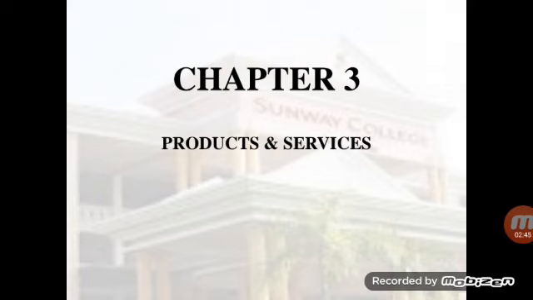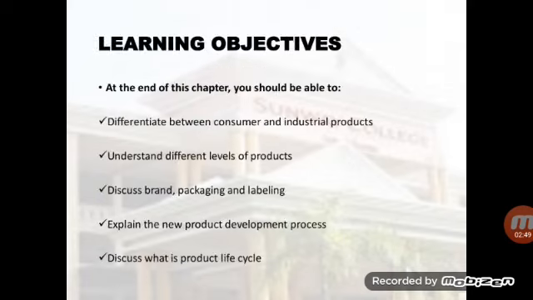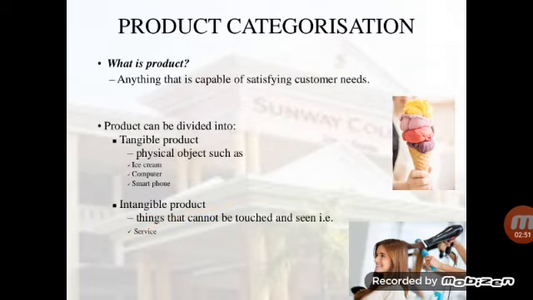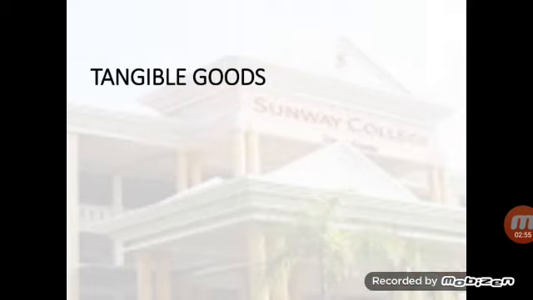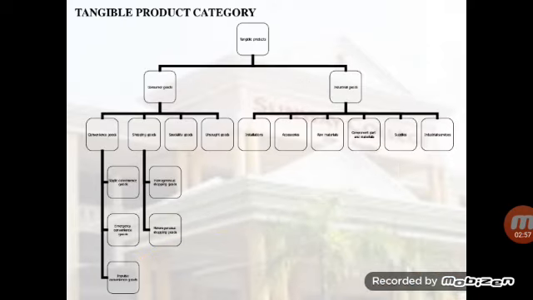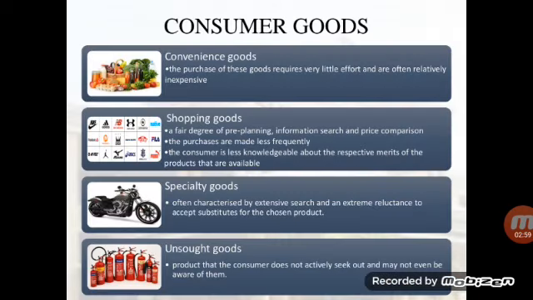So we looked at product and services. Under product, we looked at the product categories, like what is a product, and the characteristics of a product. And then we looked at the 4 consumer goods, namely convenience goods, shopping goods, specialty goods, and unsought goods.